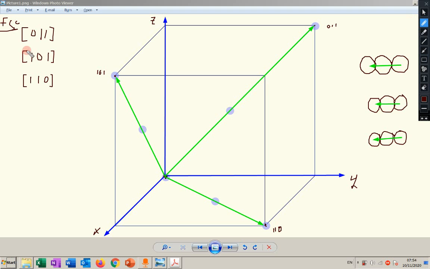Now we know that in FCC crystal structure, the length of this direction is 4r because it's a face diagonal. The same thing here is 4r. The same thing here is 4r. So the length of all of those three directions, all of them, is 4r.